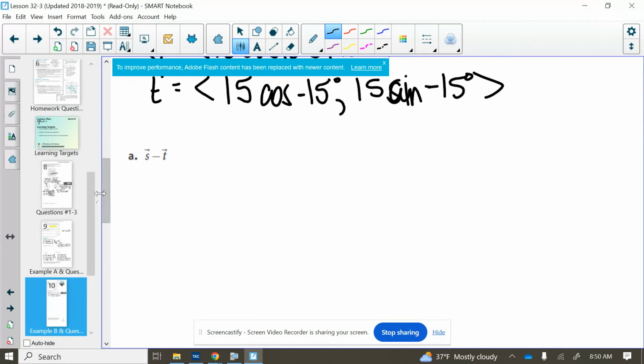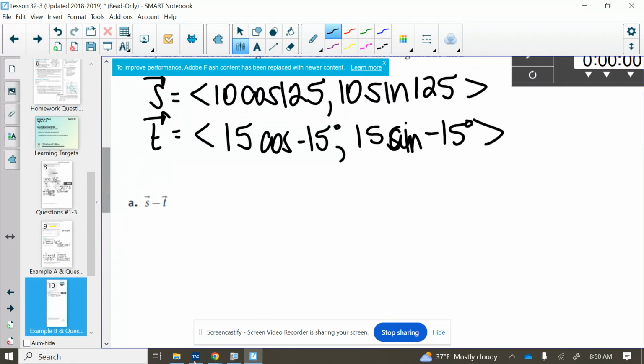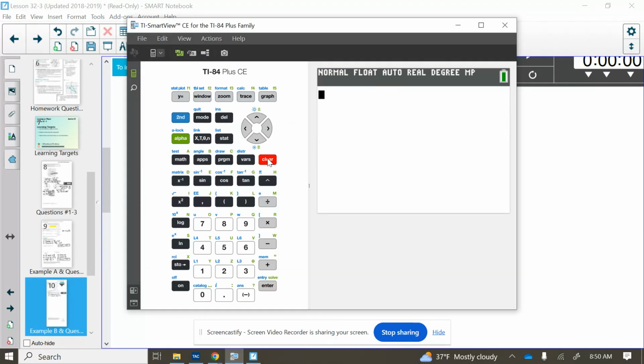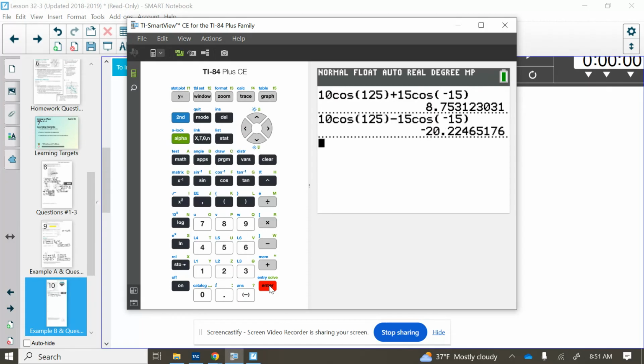So in order to get s minus t, we want to type in the calculator. Again, to find our component form, 10 times the cosine of 125, make sure you close your parentheses, minus 15 times the cosine of negative 15 degrees. So here is component A, and we are subtracting for this first one. So we get negative 20.22 for vector A.